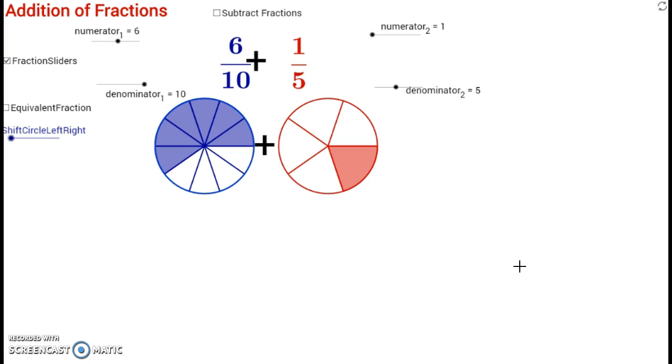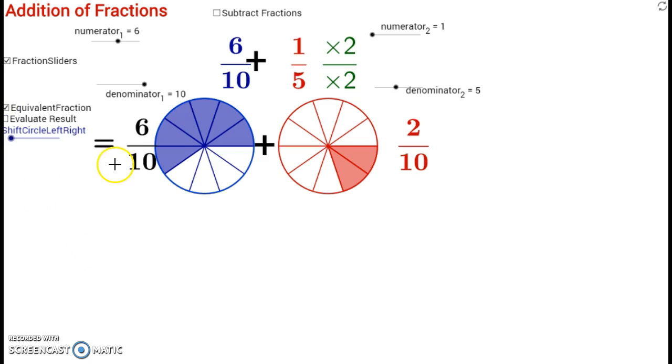Did you get 10 as your LCD? Now take the proper steps to change the numerator so both fractions have common denominators. Remember, whatever you do on the bottom, you must also do at the top. Welcome back. Did you get 6/10 and 2/10? In this problem, you don't have to change anything to the first fraction since 10 is our least common denominator. But you know that you have to multiply 5 by 2 to get 10, so you must multiply 1 by 2 to get 2/10.